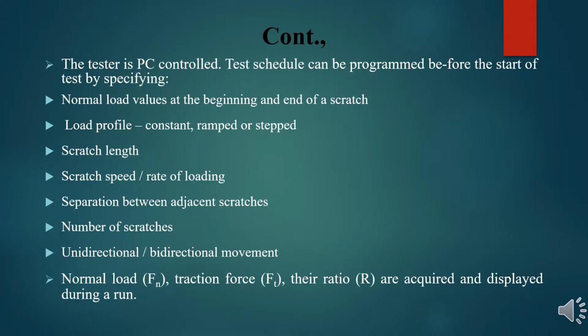The tester is PC controlled, and the test schedule can be programmed before the start of the test by specifying some parameters. These parameters are the normal load values at the beginning and end of the scratch, then the load profile, which may be constant or ramp type, then the scratch length, the scratch speed or rate of loading, the separation between adjacent scratches, the number of scratches, and unidirectional or bidirectional movement. Finally, the normal load, traction force and their ratio are acquired and displayed during a run.